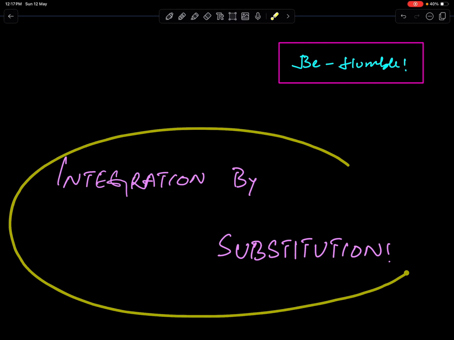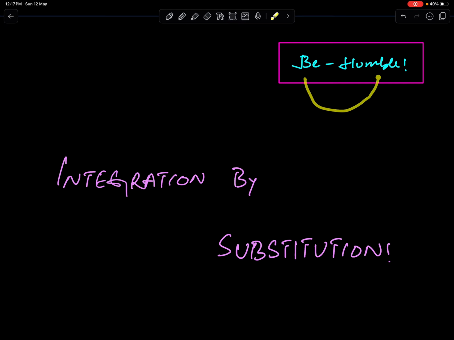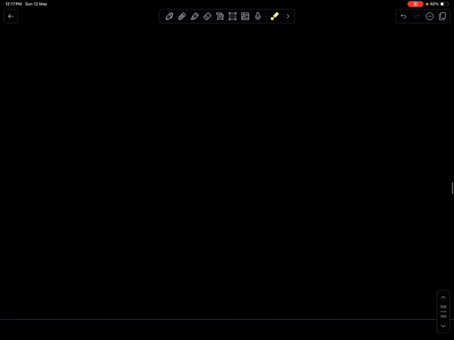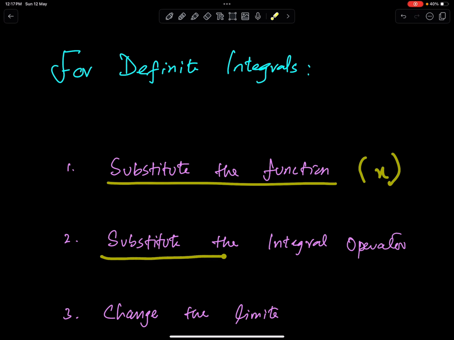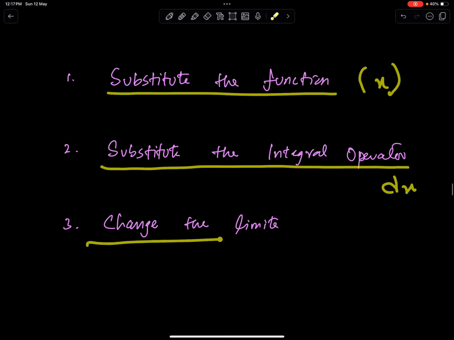Integration by substitution with example is the topic of this lecture. An important advice: we must be humble. For definite integrals, we do three things. Number one, we substitute the function, for example, x. Number two, we substitute the integral operator, for example, dx. And number three, we change the limits.